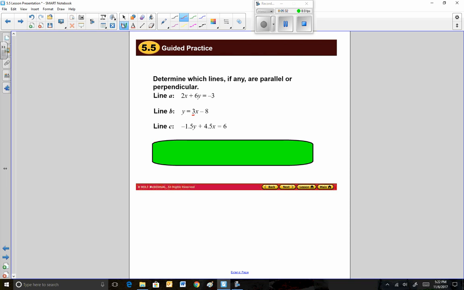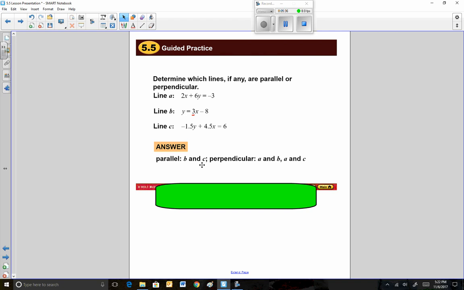All right, welcome back. Let's see how you guys did. You should have been able to find out that B and C are perpendicular. I'm so sorry. Let me correct that. Parallel, B and C. Perpendicular are A and B, and A and C. All right.